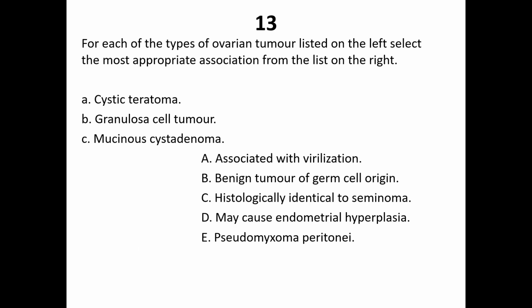13, this is a little kind of a match the column. For each type of ovarian tumor listed on the left side, choose the most appropriate association on the list on the right. Cystic teratoma, granulosa cell tumor, mucinous adenoma. So cystic teratoma, benign tumor of germ cell origin. Granulosa cell tumor may cause endometrial hyperplasia. Mucinous adenoma can lead to pseudomyxoma peritonei.